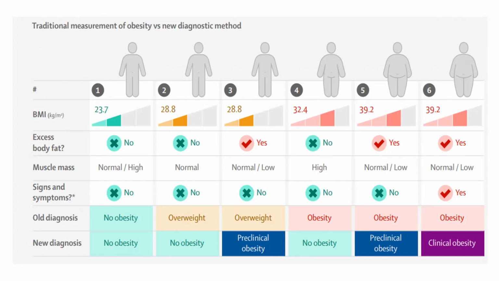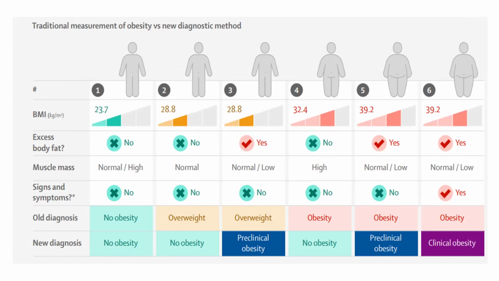What about BMI of 28.8 in this patient number 3? Has excess body fat? We'll be looking at what are the measures of excess body fat, by the way, in the subsequent slides. Yes. Normal muscle mass? Yes. Normal to low. Signs and symptoms of obesity? No. So this patient is having a high BMI with excess body fat. In the old classification, we'll just label the patient as overweight, but in the new classification, we'll call this patient having a preclinical obesity.